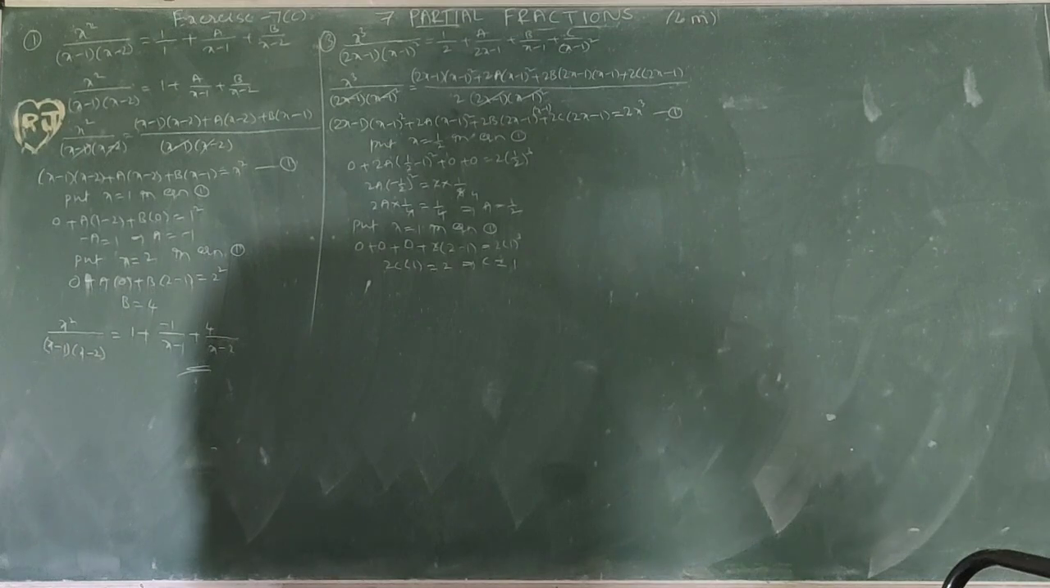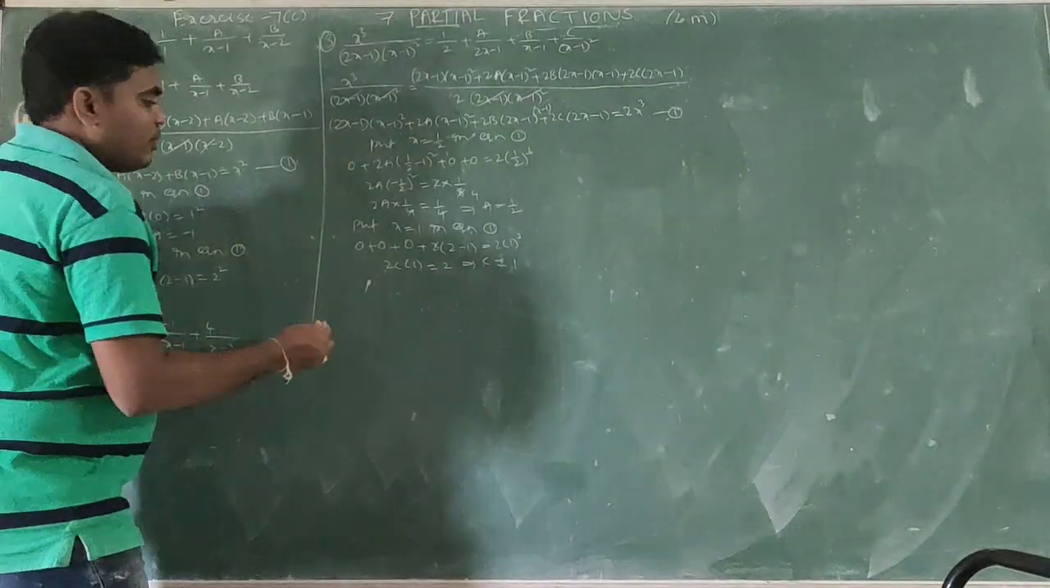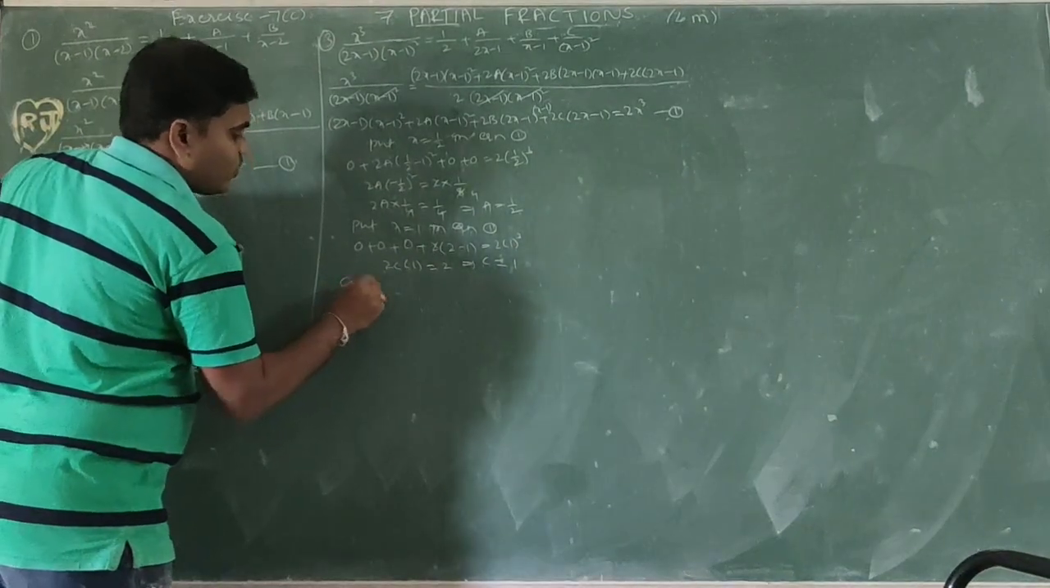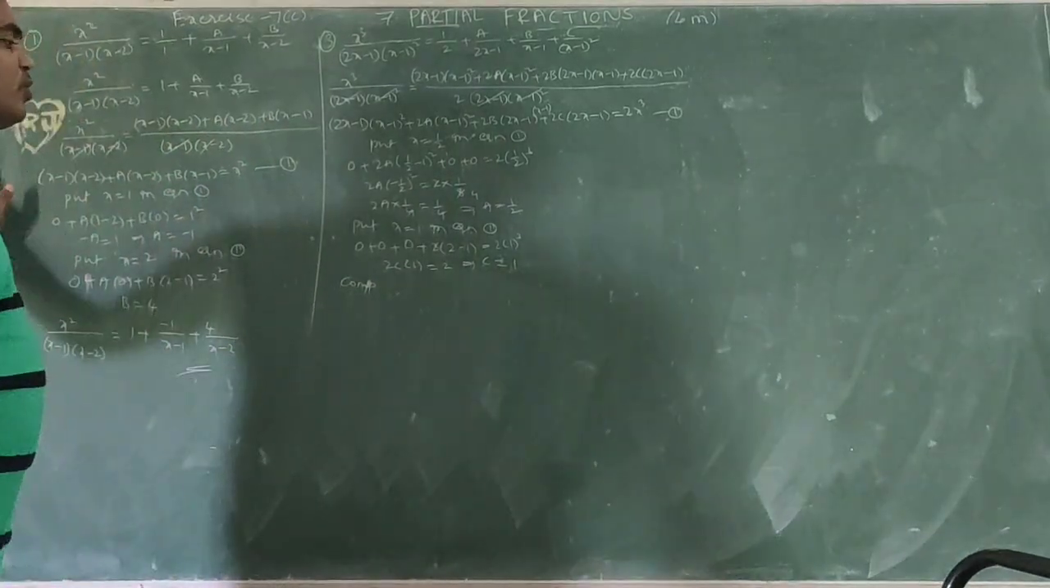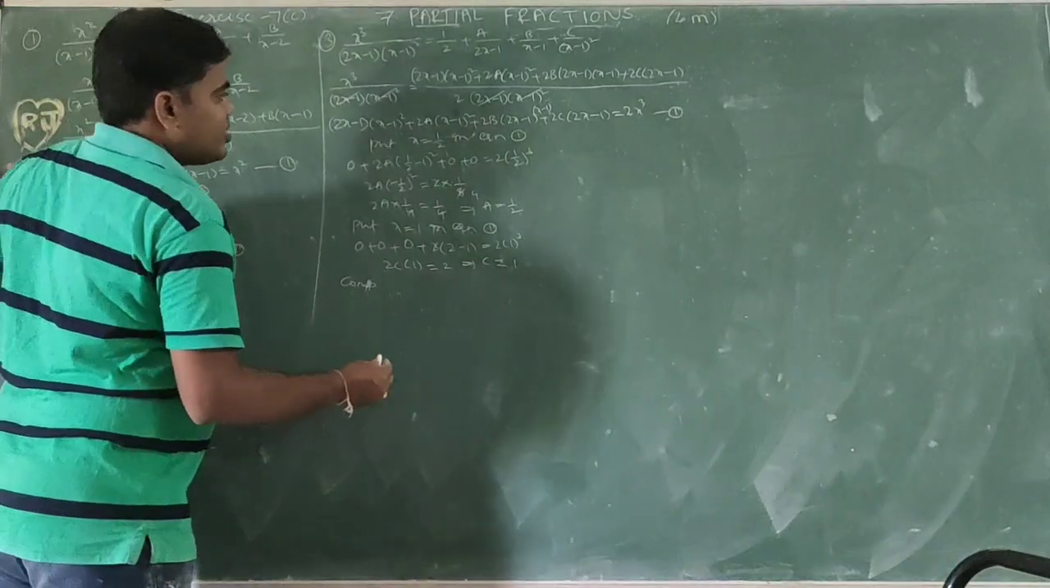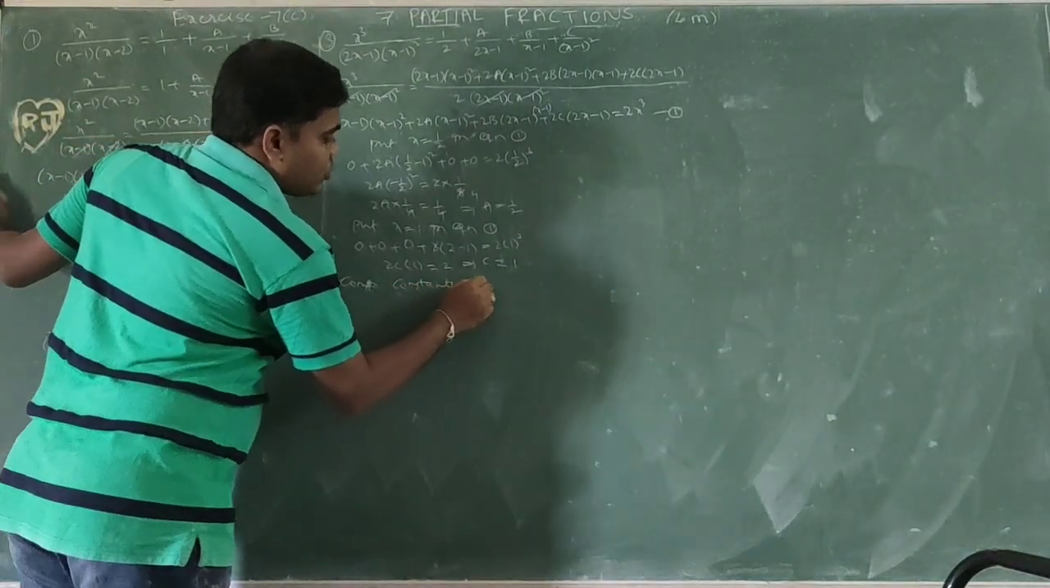Now we need to find the b value. So to find the b value, I want to compare highest powers. Compare highest power coefficients. Or instead of highest power coefficient, compare constants on both sides.